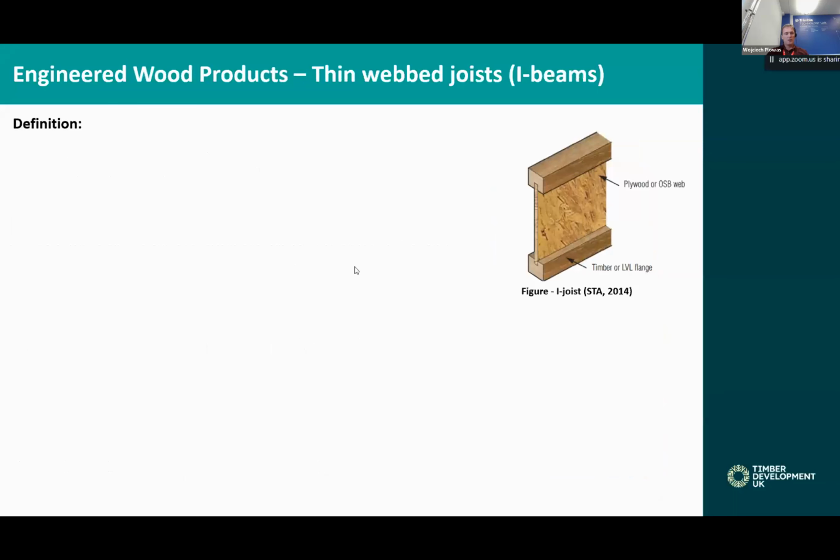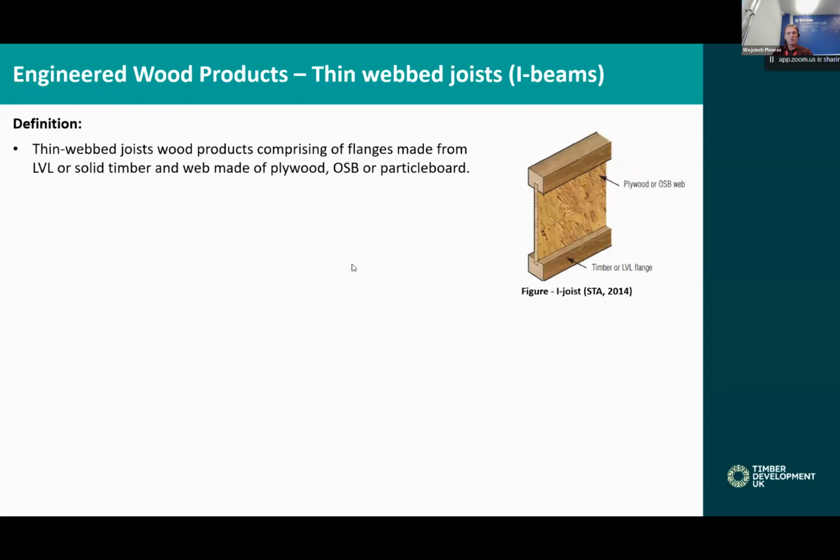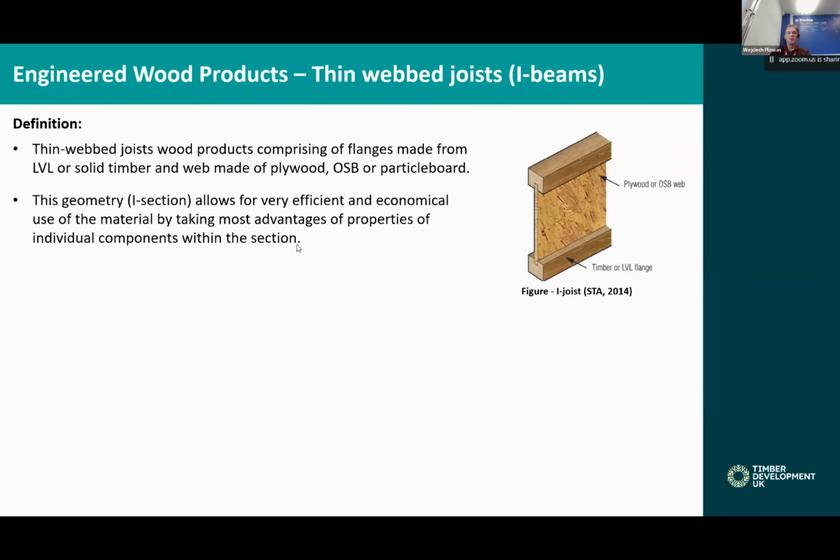And the final product I will introduce today is the thin web joists. Those are products that comprise flanges made of solid wood or LVL, and a web made of plywood, OSB, or particle board. This is a very efficient way of using material. This I-section is very commonly used in structural engineering for a reason.